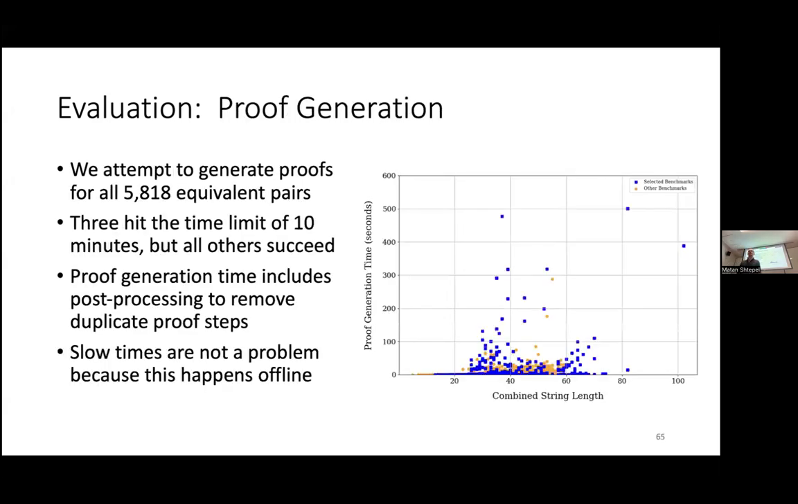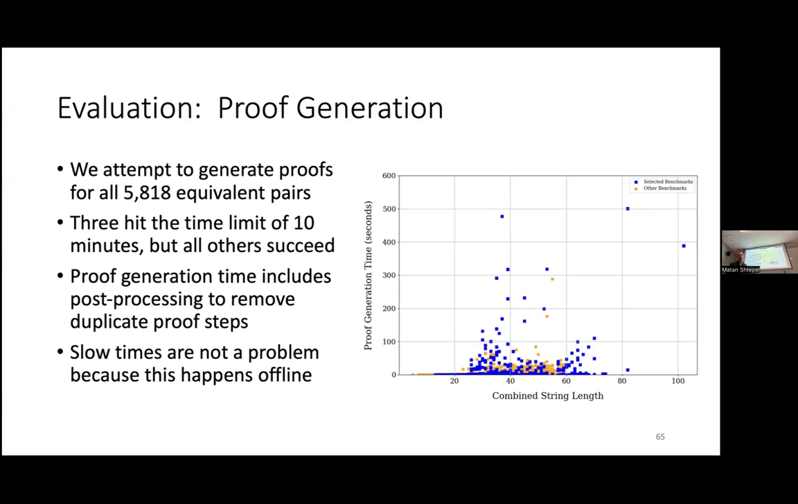To test our proof generator, we attempt to generate proofs for all of those equivalent pairs. Three of them hit our time limit of 10 minutes, but all the others succeed for proof generation, as you can see here. We have some slow outliers for proof generation. The slowest one takes about 500 seconds. But in general, proof generation is a quick process and only takes a few seconds per benchmark.